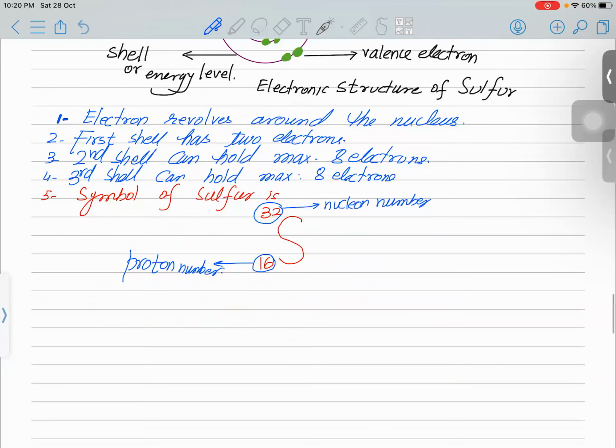So the next point is that an atom is neutral. So the number of protons is equal to the number of electrons.